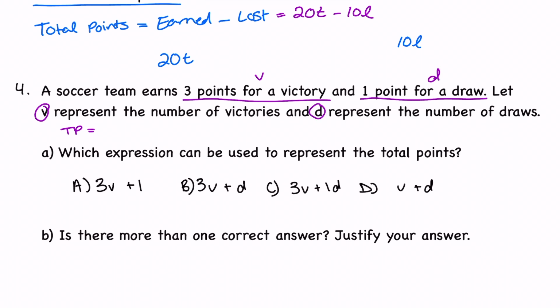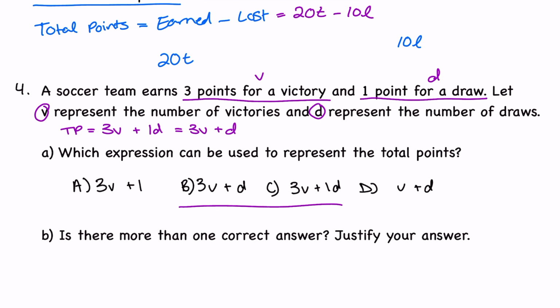Since we earn 3 points for every victory, that means 3 times the number of victories is equal to our points. So we can write that as 3V. And since we earn 1 point for every draw, our number of draws is just going to be equal to the number of points we get. So it's going to be 1 times D. And since we're multiplying by 1, you could also just write that as D. That means both B and C are correct.